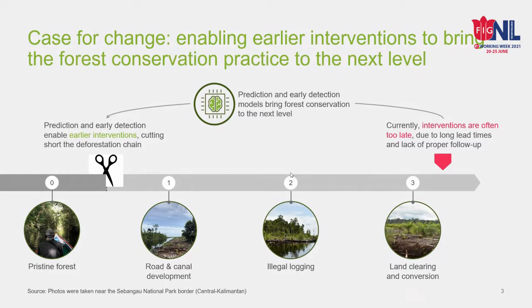So we have made the case for change, that we want to predict deforestation. So we want to be ahead and step in between step 0 and 1, and intervene at that point, because we can predict where and when deforestation will happen.